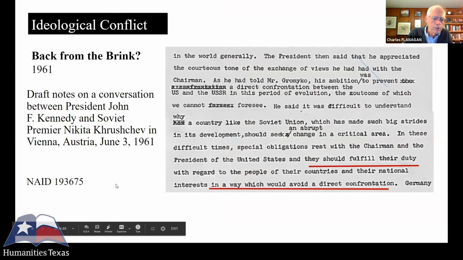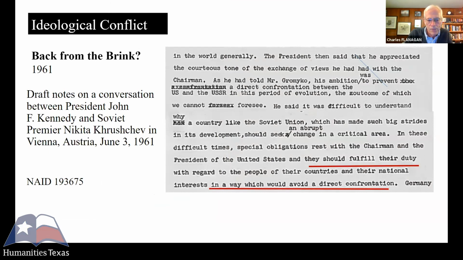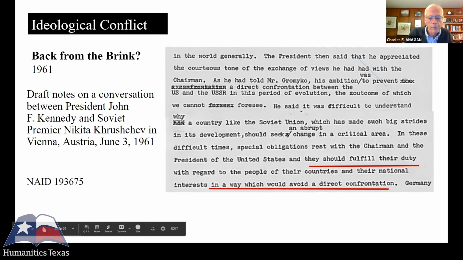The ideological conflict seems like it's going down. We got a new president. Is this a new chance to end the Cold War? And in a meeting in Vienna in June of 1961, Kennedy says some hopeful things. He says, in these difficult times, special obligations rest with the chairman, Khrushchev, and the president of the United States, that they should fulfill their duty with regard to the people of their country in a way that would avoid direct conflict. And so it seems like we're moving back from the brink.